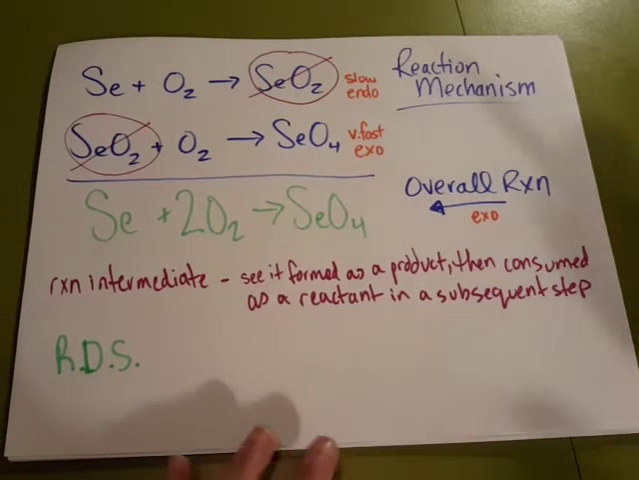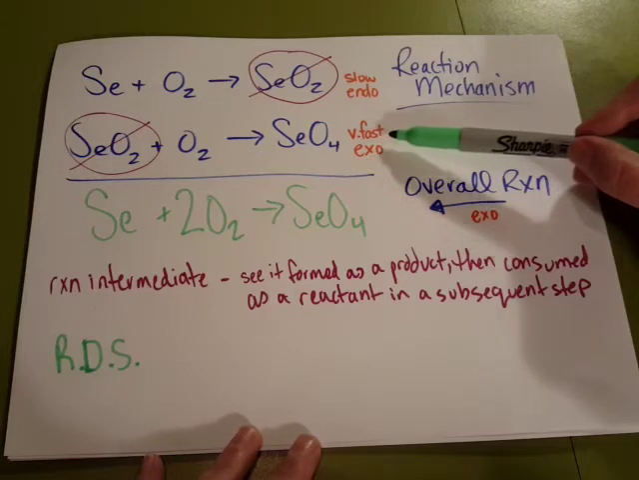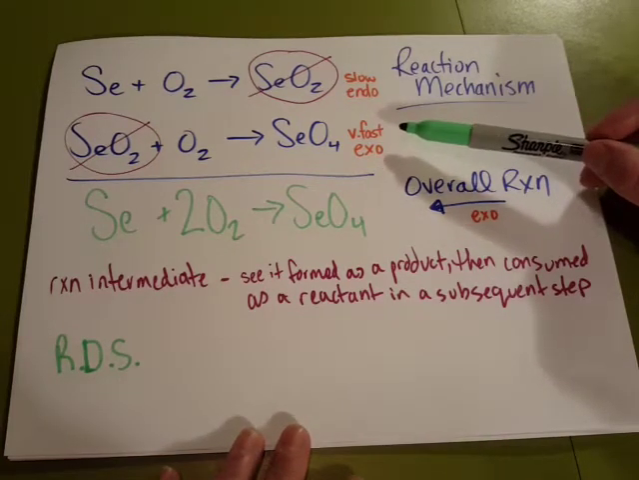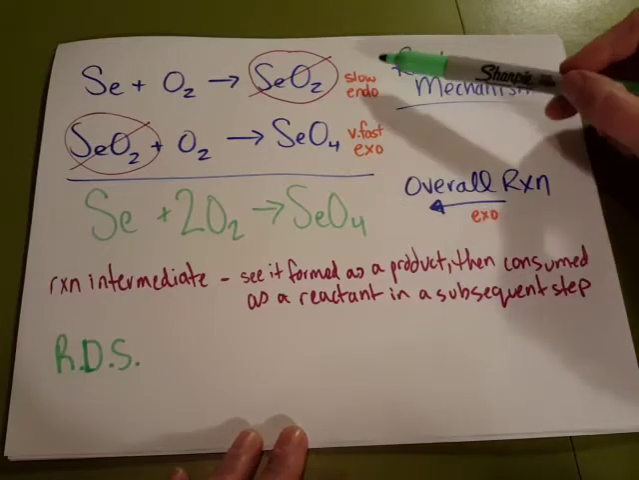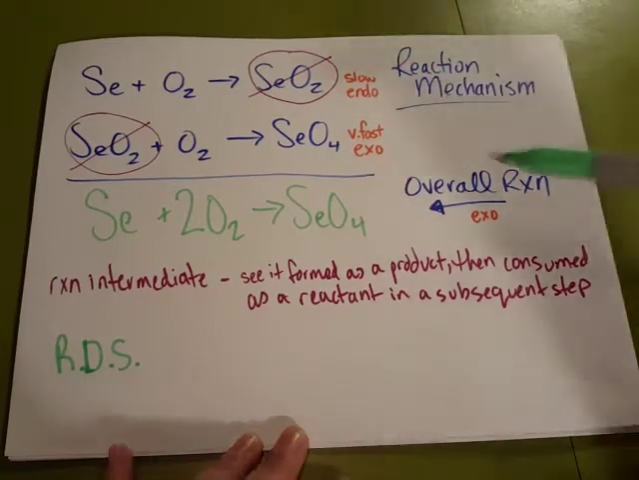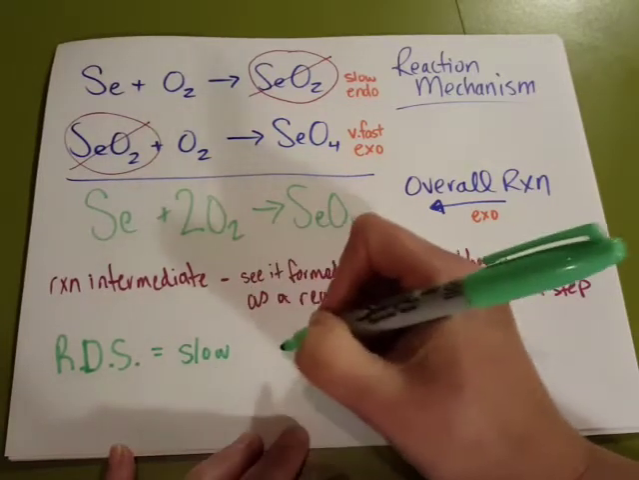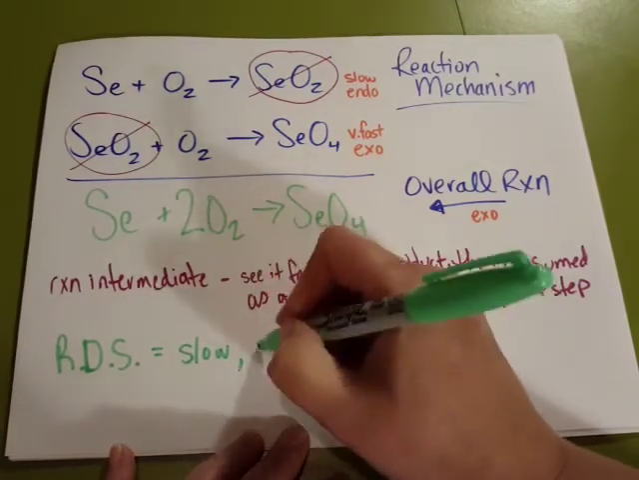And so we see step two with this descriptor of very fast. So we know that step two happens immediately, but the whole reaction itself will be considered to be slow, and the rate determining step is step one.